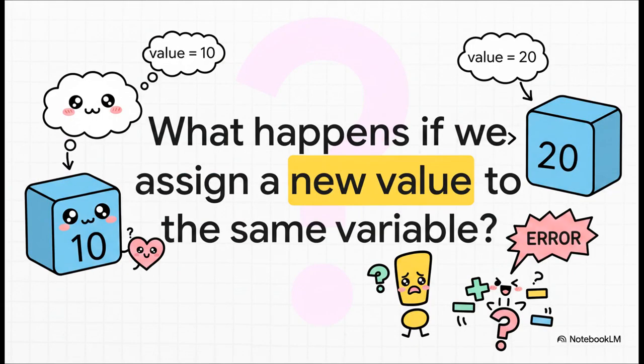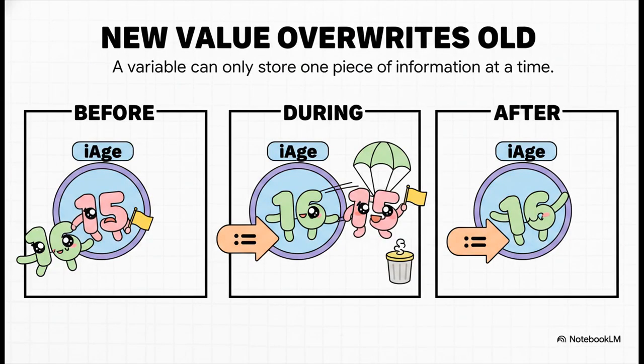So that leads to a really good question. What happens if our box already has a value in it, and we try to assign a new one? Does it add them together? Does it cause some kind of error? What happens? And the answer is the old value gets completely kicked out. It's just gone. A variable can only hold one piece of data at a time. So the moment we execute iAge := 16, the computer throws out the old value, 15, and puts 16 in its place. This ability to change, to vary, is the entire reason they're called variables.